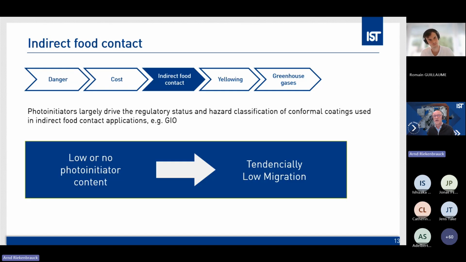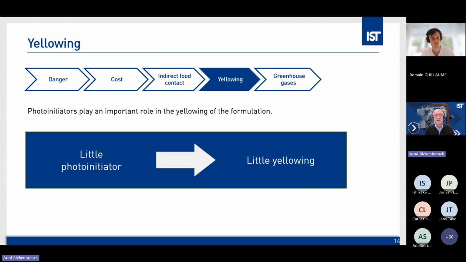We have no findings that there are acrylates or reactive molecules that can be found in the migration test. Okay. The same applies for yellowing. If we reduce the initiator content, we will reduce as well the yellowing effect.